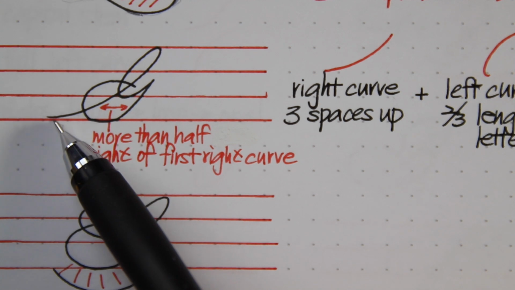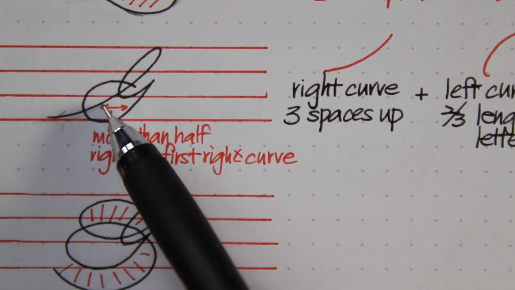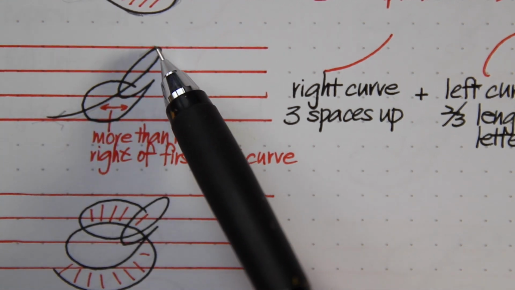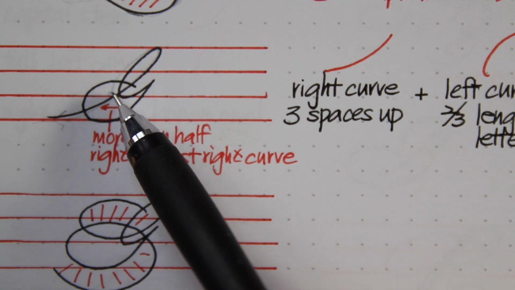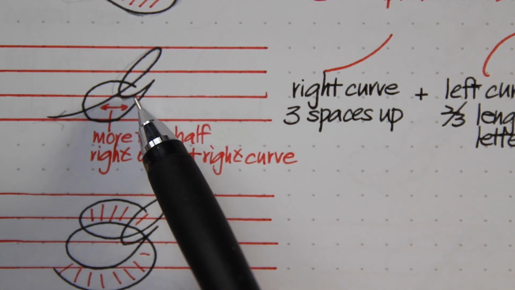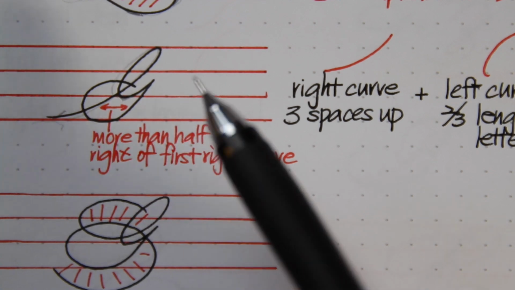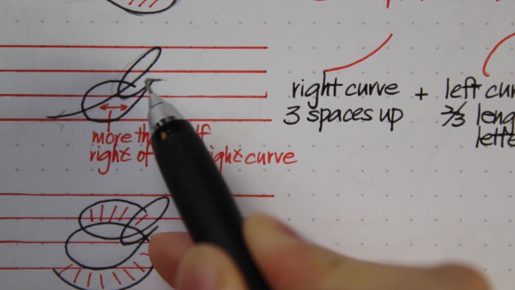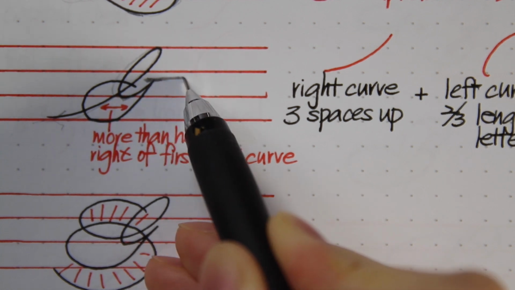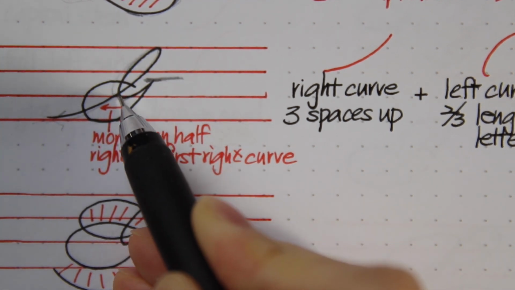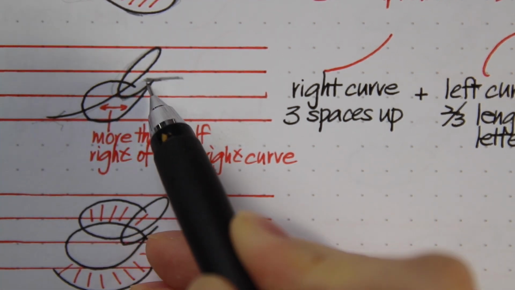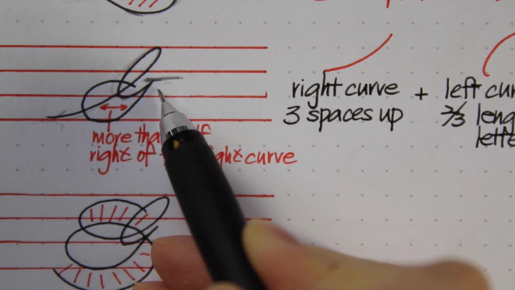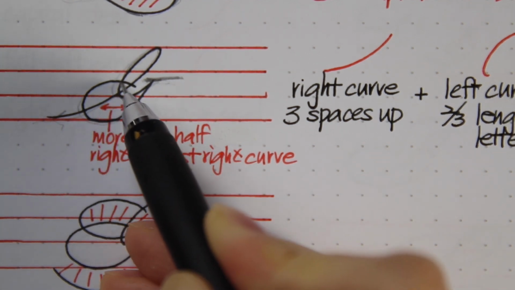The letter G begins with a right curve 3 spaces up like the letter S, a left curve 2/3 of the way down, right curve up half a space. So this gives you an accurate understanding of the proportion of this letter. 2/3 of the letter, half a space of your X height. And then we finish with a capital stem.